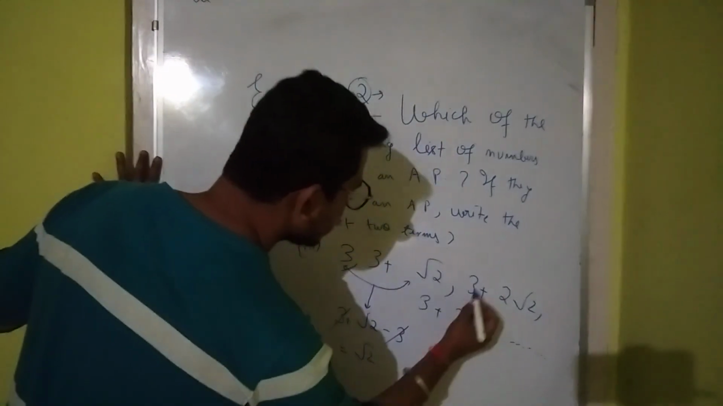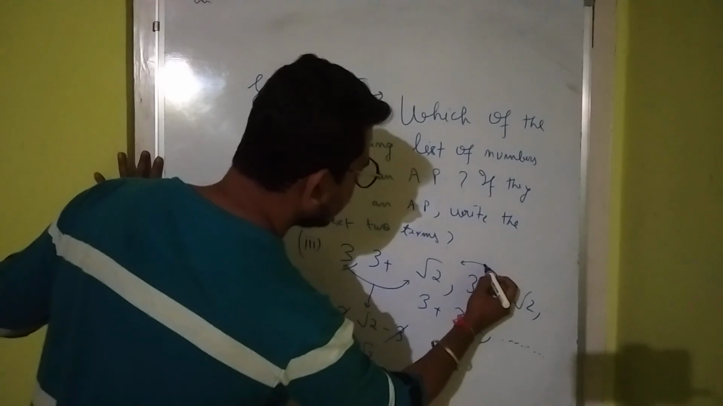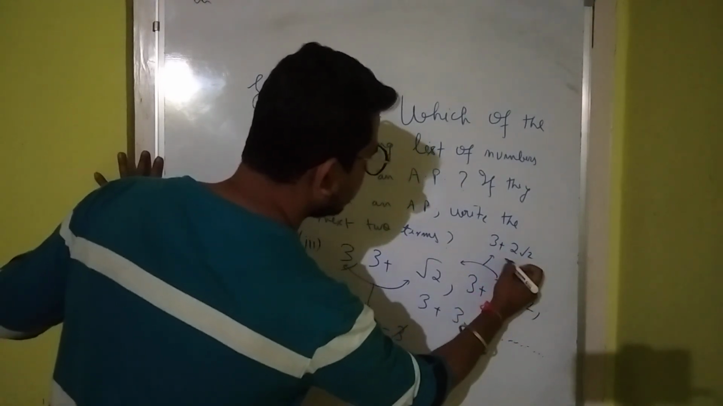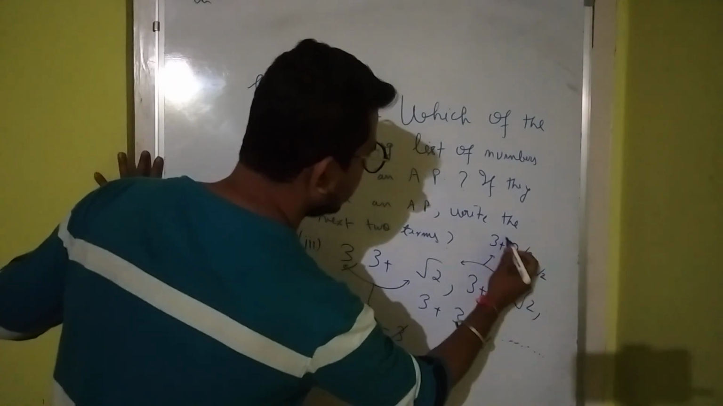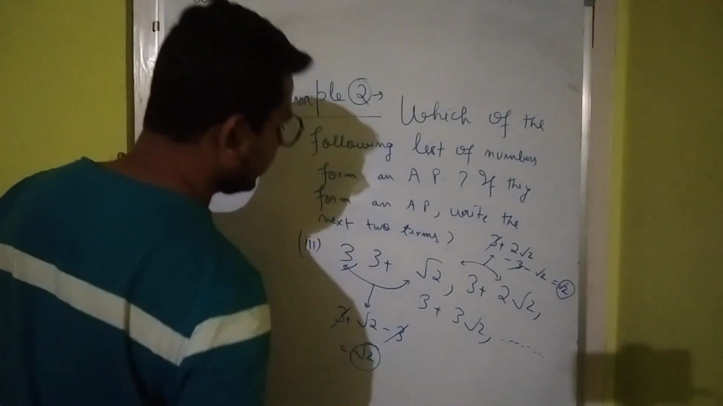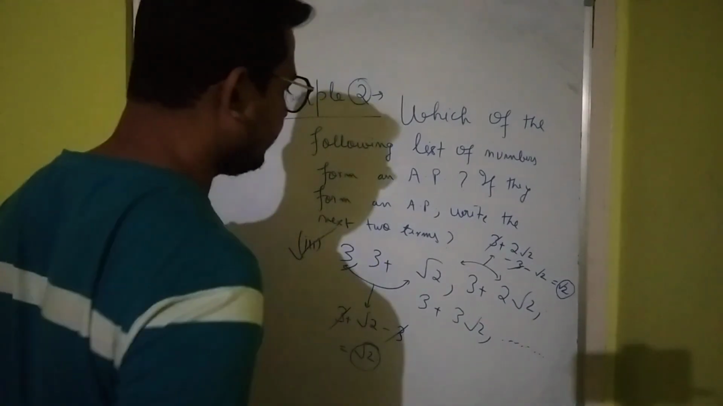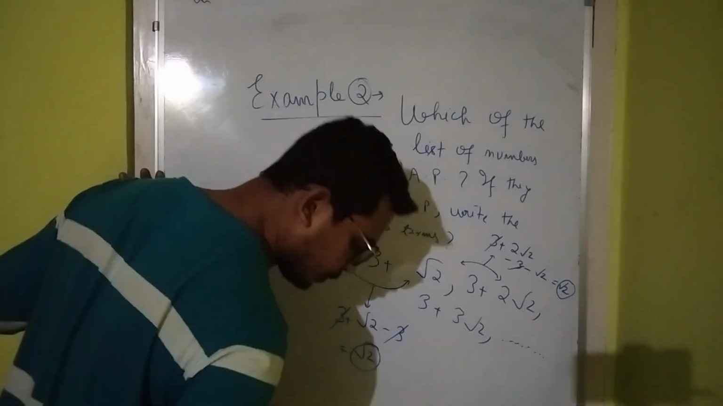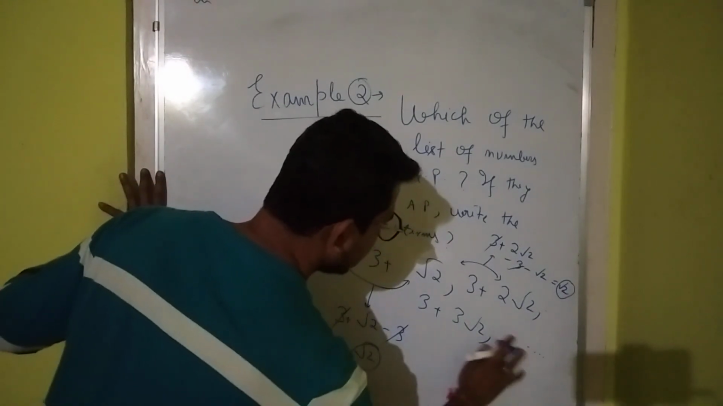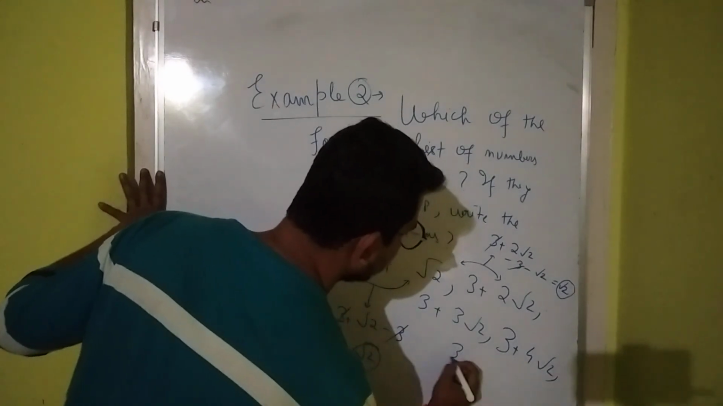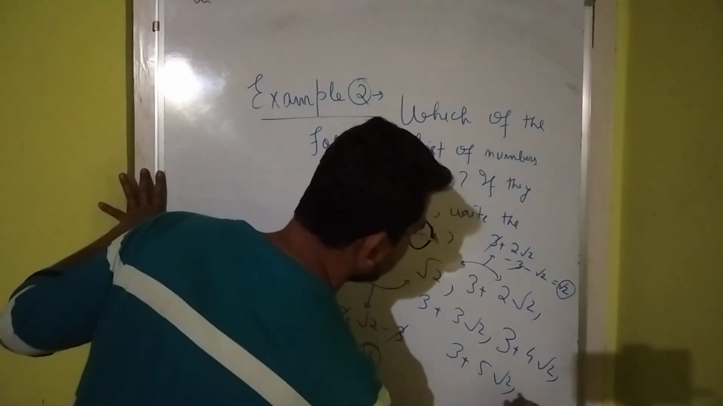So यहाँ पे कॉमन डिफरेंस रूट 2 आ रहा है. इन दोनों का कितना आ रहा है? 3 प्लस 2 रूट 2 माइनस 3 माइनस रूट 2. This is also coming out to be root 2. It means that this is an AP. और नेक्स्ट टर्म क्या होगा? Just add root 2 to it. So next term क्या होगा? 3 plus 4 root 2, then 3 plus 5 root 2 and so on.